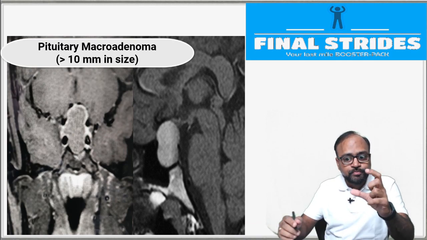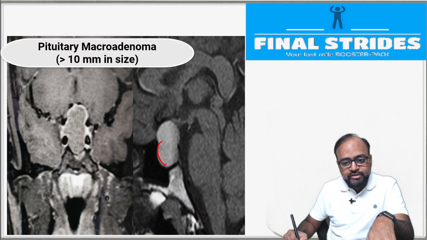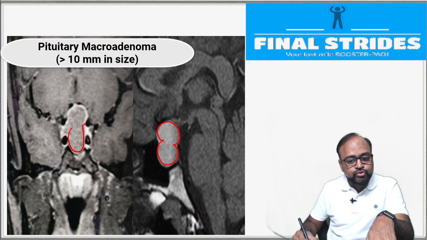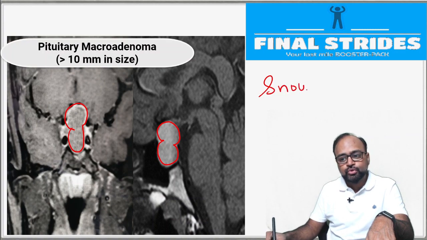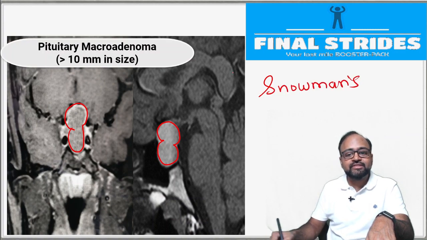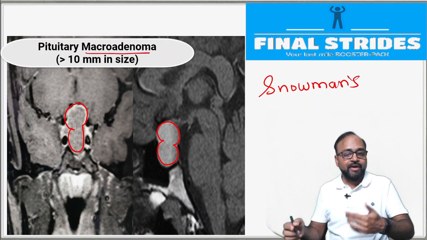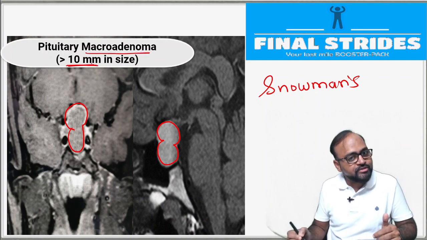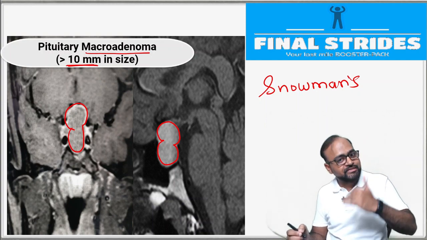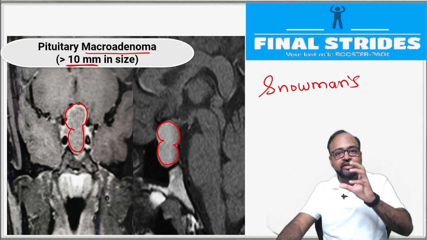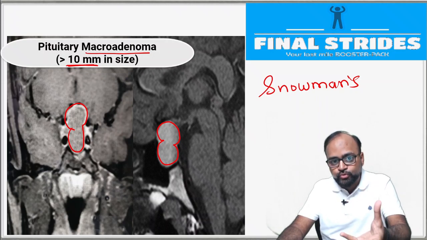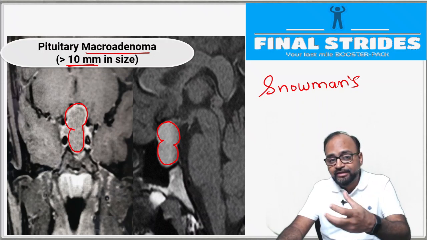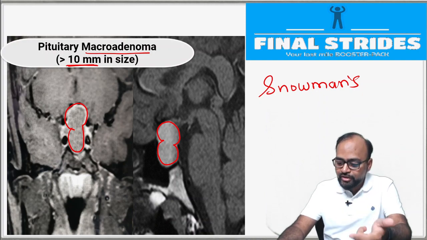In the sellar and suprasellar region, look at this tumor: there is a sellar component, there is a suprasellar component, and this 8-like appearance is called the figure of 8 appearance or snowman appearance. This is suggestive of a pituitary macroadenoma. Macro means more than 10 millimeters in size. Microadenomas are usually less than 10 mm in size. So you see a snowman-like lesion, a digit 8-shaped lesion in the sellar suprasellar region in an adult. This is the most common lesion of the sellar suprasellar region in an adult. In a child it was craniopharyngioma, in an adult it is pituitary macroadenoma.